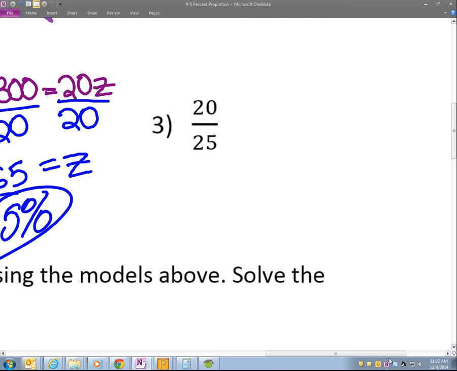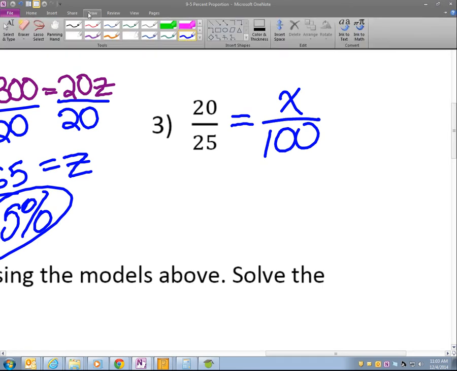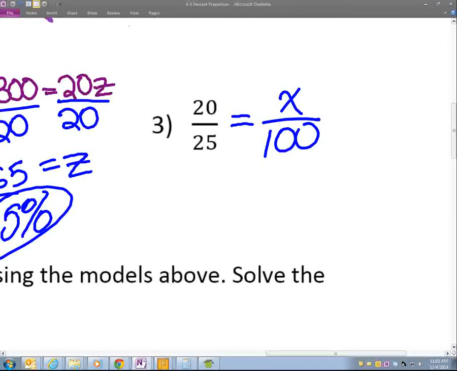But for those of you who don't have that mathematical reasoning, let's work this out again. Here's my part. Here's my whole. I have an unknown percentage. This is always going to be 100. I'm going to cross-multiply from what we've done earlier this week. And 20 times 100 is just 20 with two zeros on the end, equals 25x.